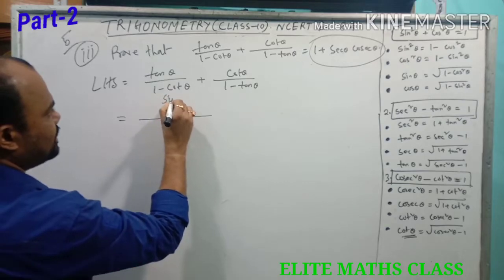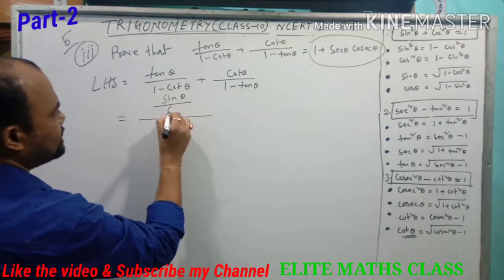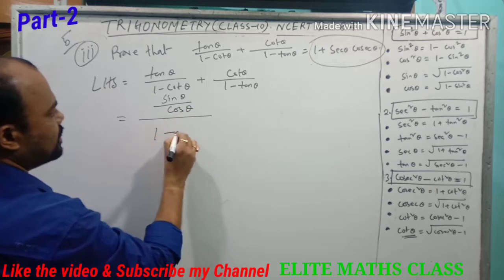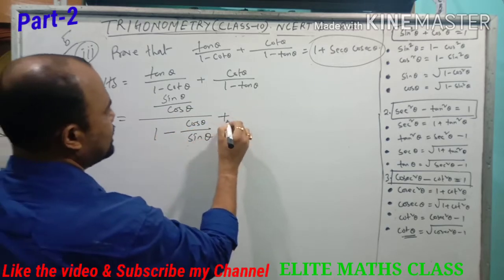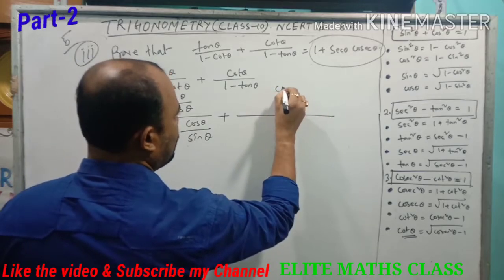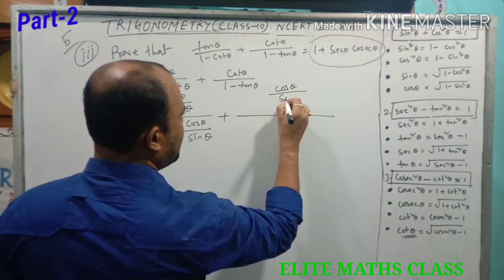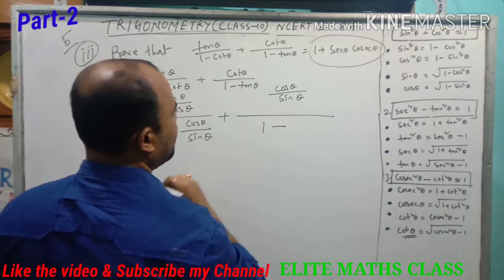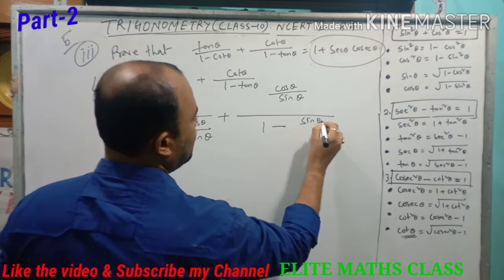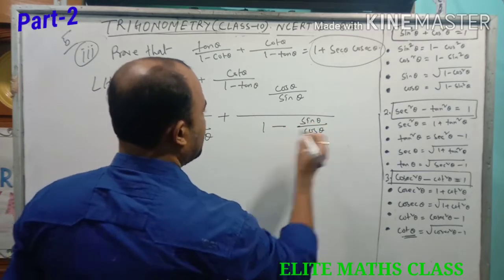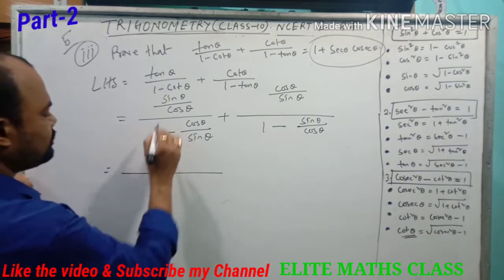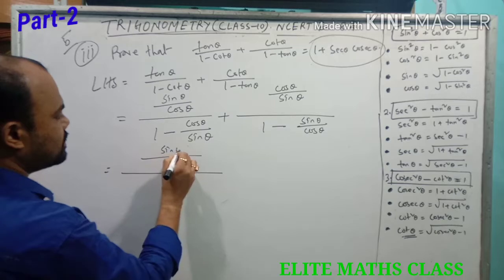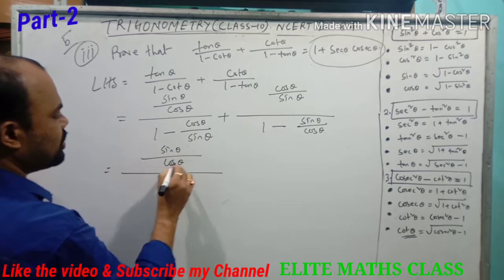Tan theta is sin theta by cos theta. It will be 1 minus cos theta by sin theta, plus cot theta is what? Cos theta by sin theta, by 1 minus tan theta, which is sin theta by cos theta. Now see the next step. There is no simplification in the numerator part.